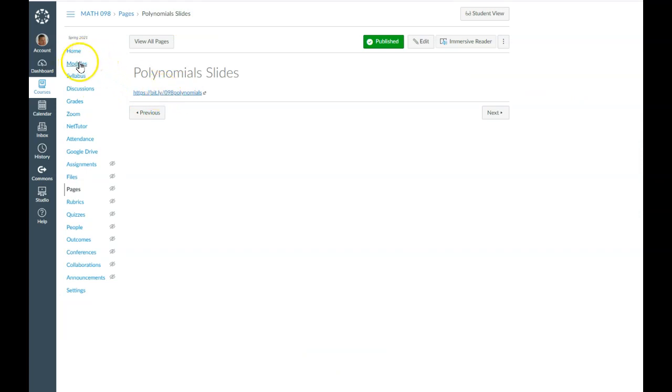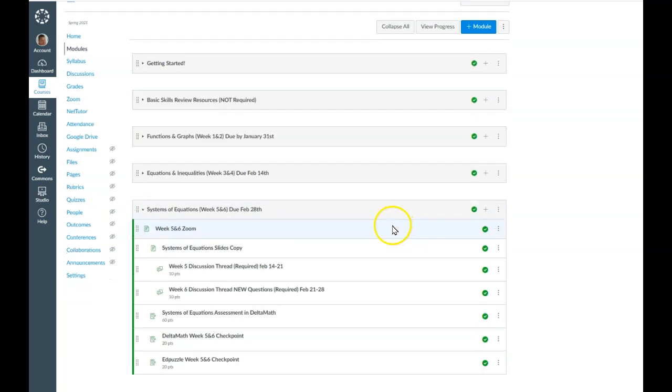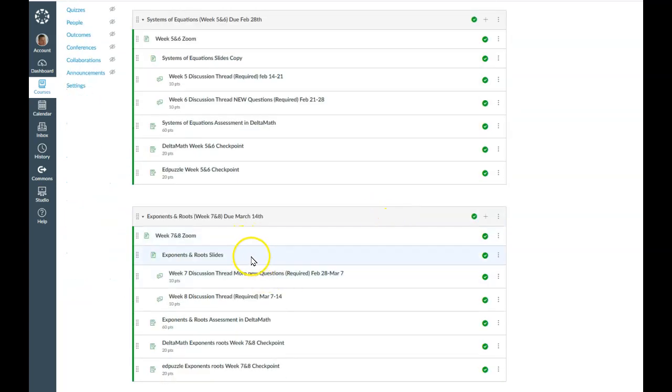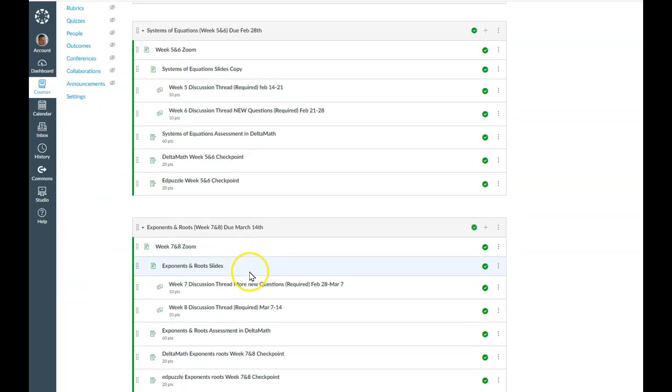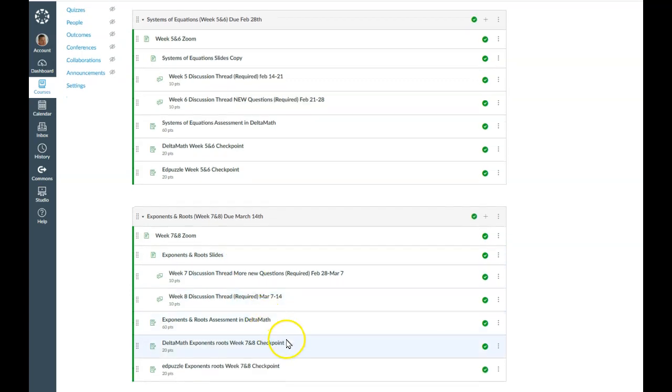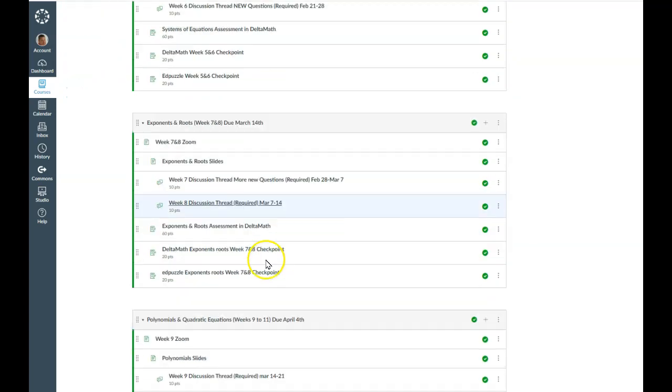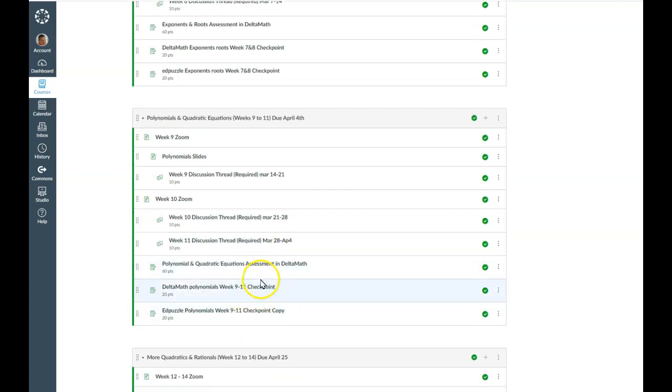So make sure you go to the slides. Do not do all of the Delta Maths at once and then go do all the Ed puzzles. Work through the slides. It's meant for you to do it that way on purpose. And make sure you're putting those discussions in.